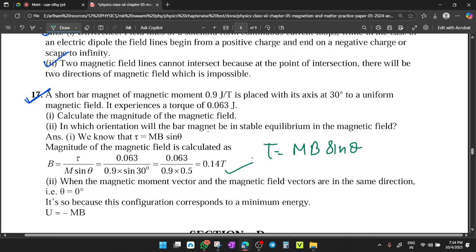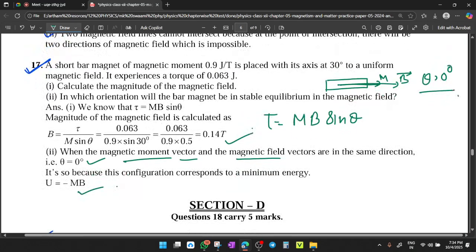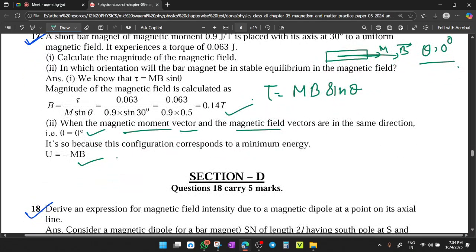Second, in which orientation will the bar magnet be in stable equilibrium? So I told you, during stable equilibrium, the field should be aligned with the magnetic moment. Yes or no? And theta equals 0°. Clear? So when the magnetic moment vector and the magnetic field vector are in the same direction, in that case theta equals 0° and U equals minus MB. So at that time the dipole has its minimum energy, which is equal to minus MB.